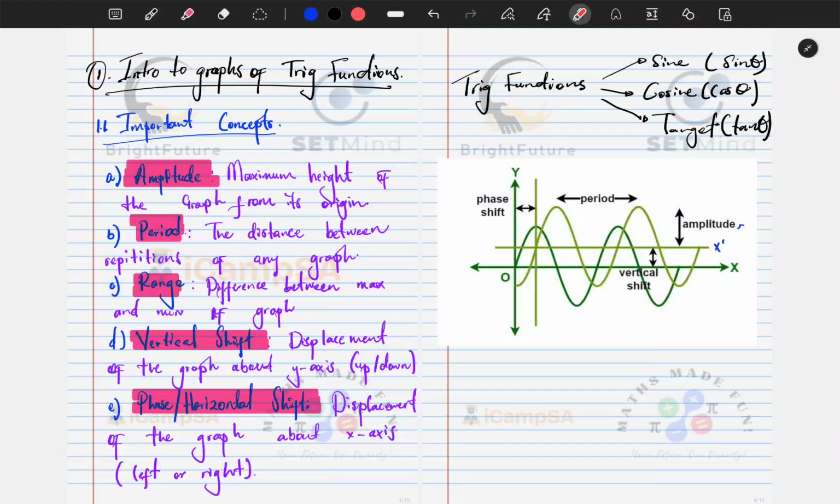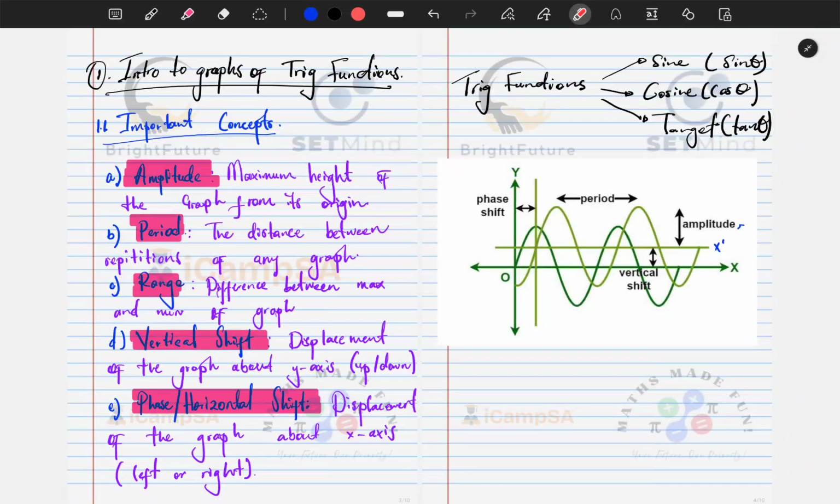So what do we mean by that? Take for instance this dark green graph here. Where is its origin? This will be the origin of the graph, which is the x-axis. So the maximum height of the graph from its origin is the distance from here to here. That will be your amplitude.